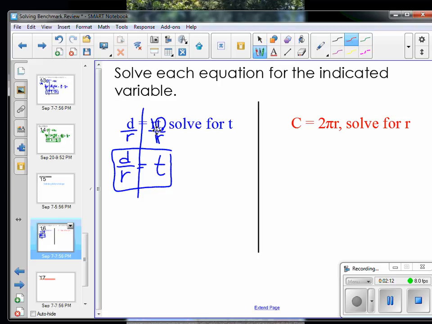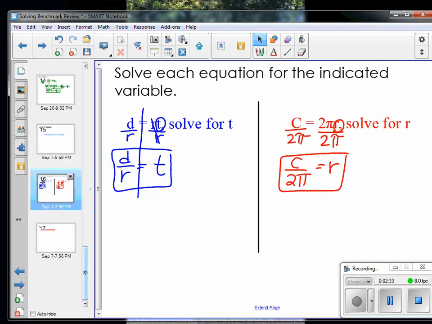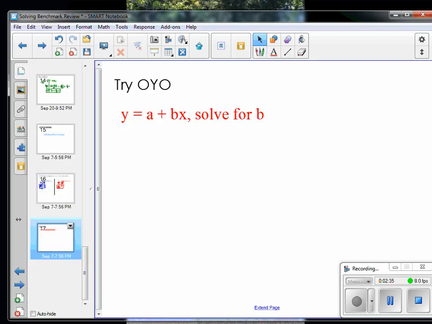So the next one is this one. We want to solve for r. We need to get rid of the 2 pi, and again, everything next to each other is being multiplied, so the opposite is to divide. So we're going to divide by 2 pi. Our final answer is r equals, and we just copy c divided by 2 pi. Nothing fancy. Okay? All right, go ahead and try this one on your own, and we'll see how you did.